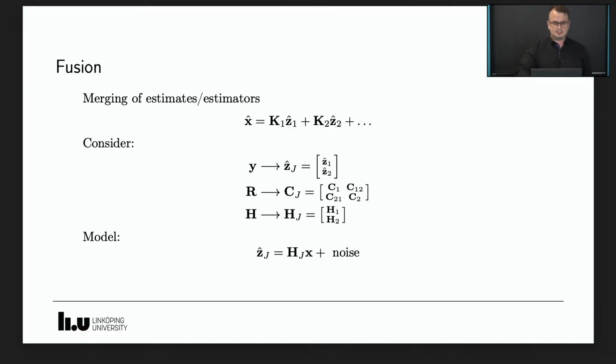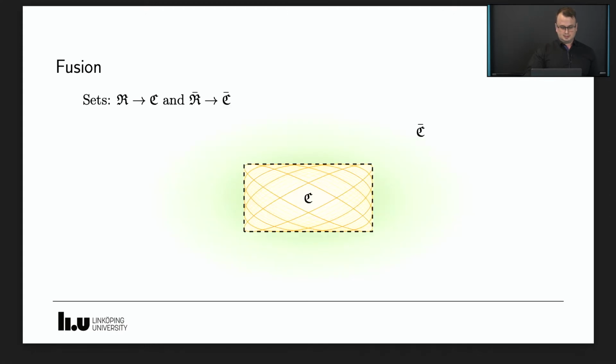So we now turn to the fusion case. Fusion is just another estimation problem where we merge estimators or estimates. We will only deal with linear fusion. I will change notation also to align the notation with the thesis. So instead of data y, we speak of joint state estimates, z hat j. R is replaced by Cj, which is the joint covariance. H is replaced by Hj, which can be seen as the joint measurement model. And we still have the linear model for the data. Just another notation. Also the sets: the R set is replaced by the C set, and the R bar set is replaced by the C bar set.